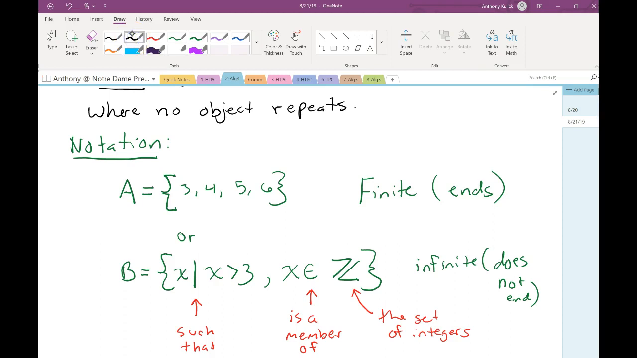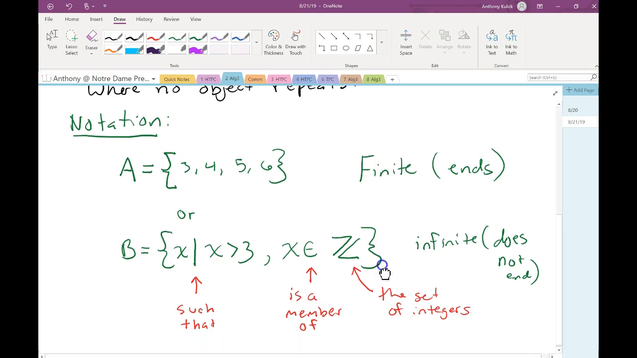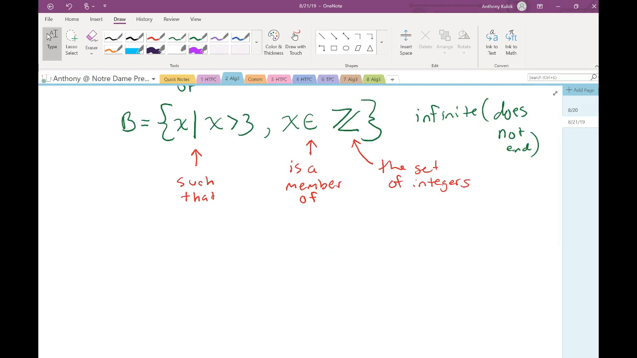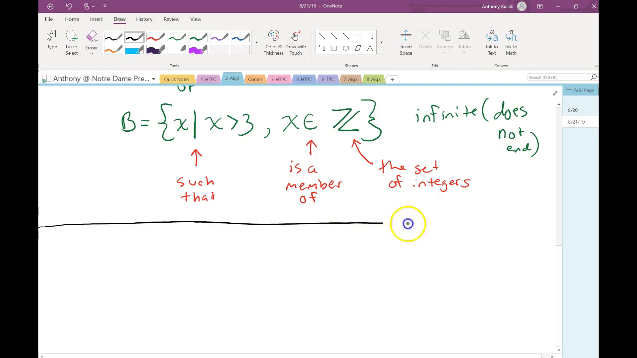We feel good about finite and infinite, relatively speaking. Okay. All right. So we talked about what a set is. We've talked about the ways that we can write down to describe a set. What I want to do now is talk about something called a relation.